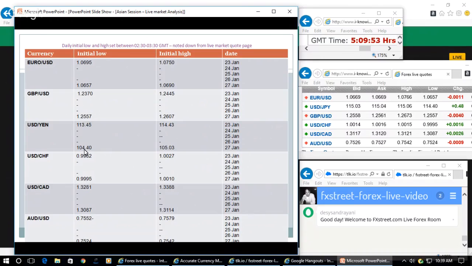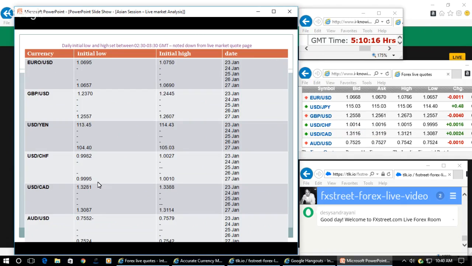And in the case of yen, 104.40 is the low, 105.03 is the high. They just breached and went up to 105.06, indicating that they will gain the levels more in the case of yen and hold. Then afterwards they will gain the levels in the case of Euro and GBP.